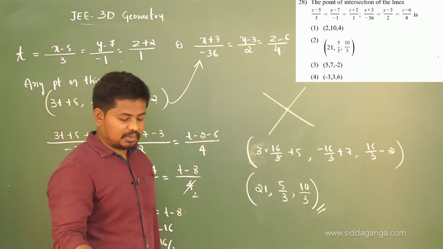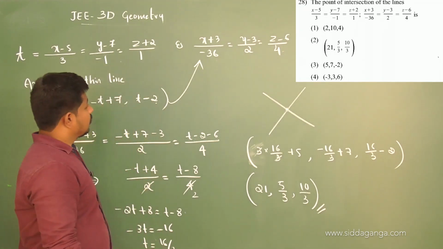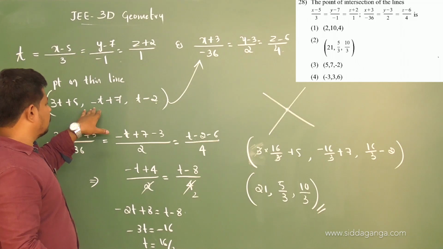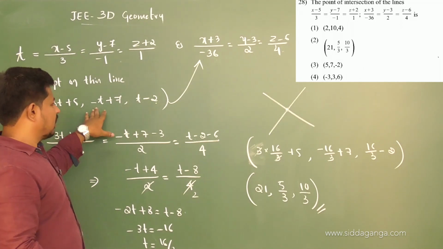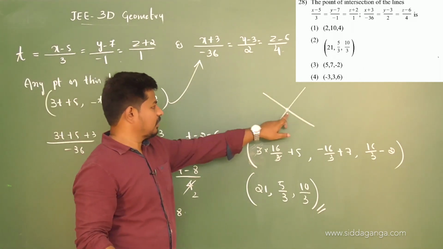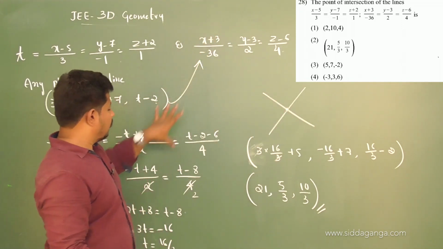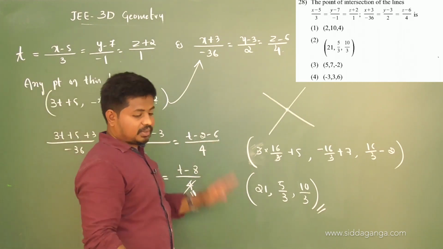So, I think a very simple one. In this case, you take any point on the line. Consider this as the required point, the point of intersection. Since it is common for both the lines, substitute this in the second line, you get the value of t, and substitute this t, you get the required point.